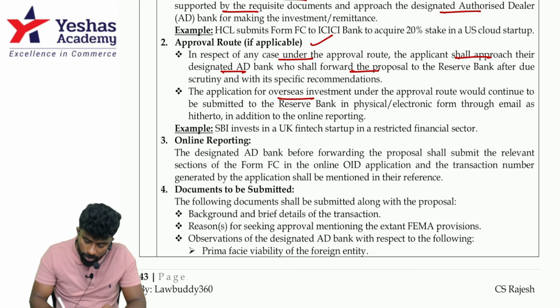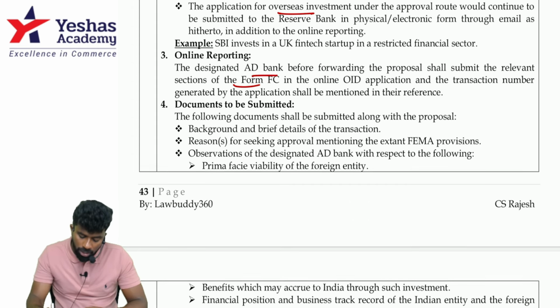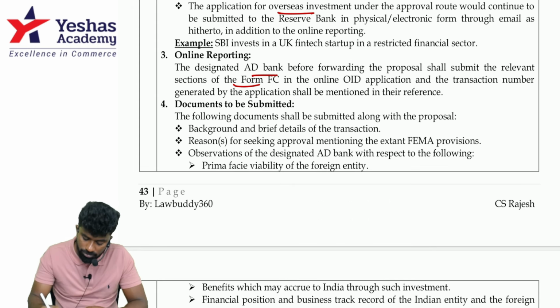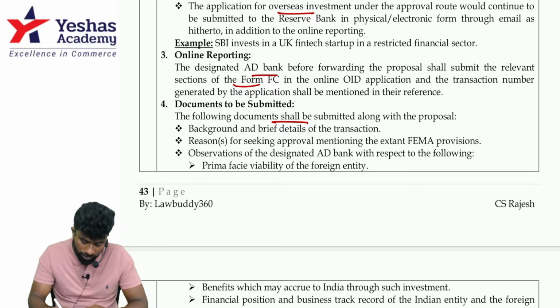Online reporting. The designated AD bank, before forwarding the proposal, shall submit the relevant sections of the form FC in the online form to whom? RBI. Documents to be submitted. The following documents shall be submitted along with the what? Proposal. What is the first one?